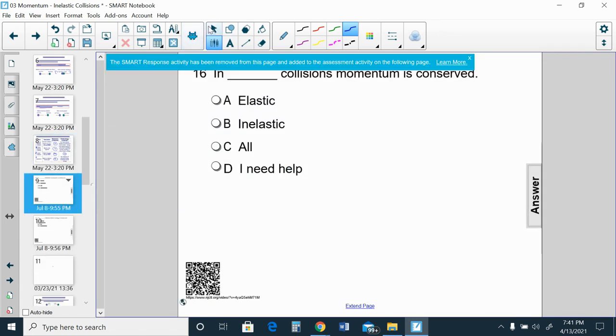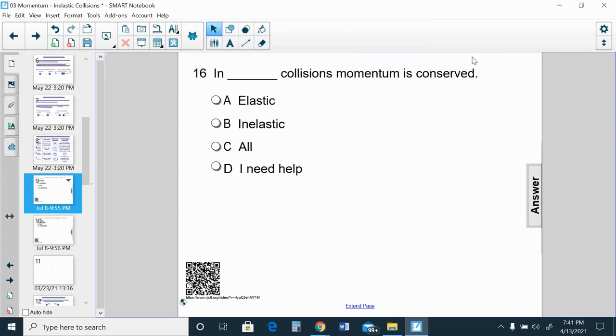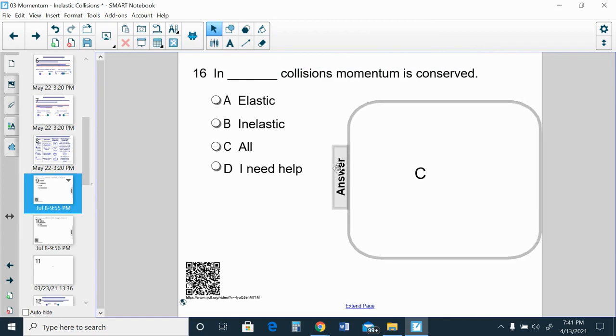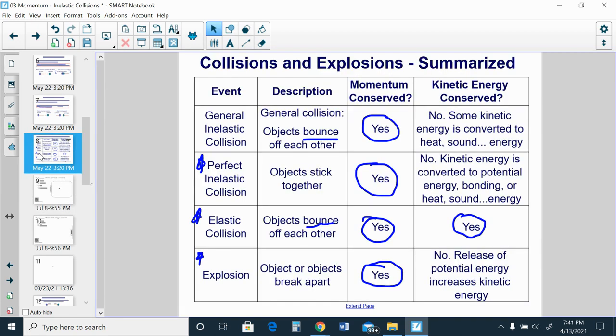Okay, let's try a couple practice problems here. In blank collisions, momentum is conserved. The correct answer is C. So what I just showed you in the table, that for every single case, momentum is conserved, no matter what type of collision or an explosion.